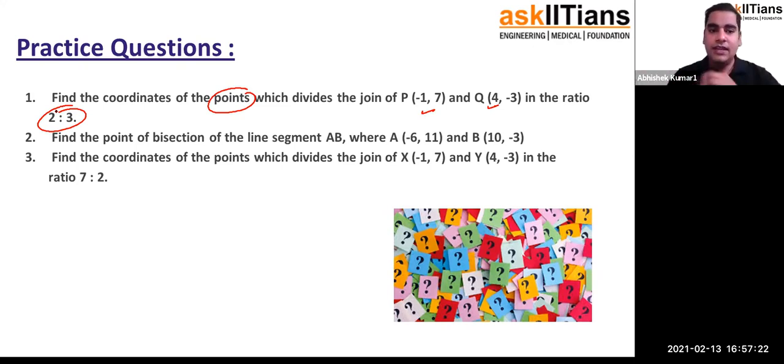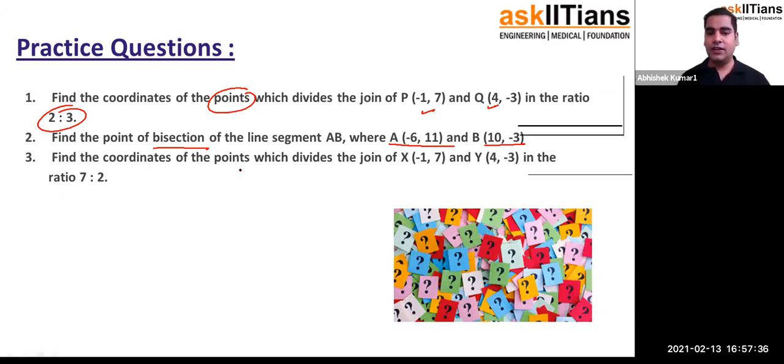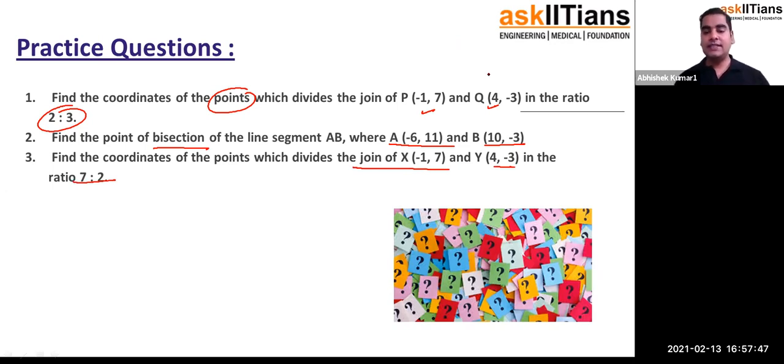That's it. In the second one, you have to find the point of bisection of the line segment where A is this and B is this. It is again very similar, nothing new here. And the third one says find the coordinates of point P which divides the join of A and B in the ratio 7:3. Again, this is an application of the section formula only. So these three problems, you have to try as homework. In case you feel stuck or you are not getting the correct answer, you can always discuss with your respective subject expert.